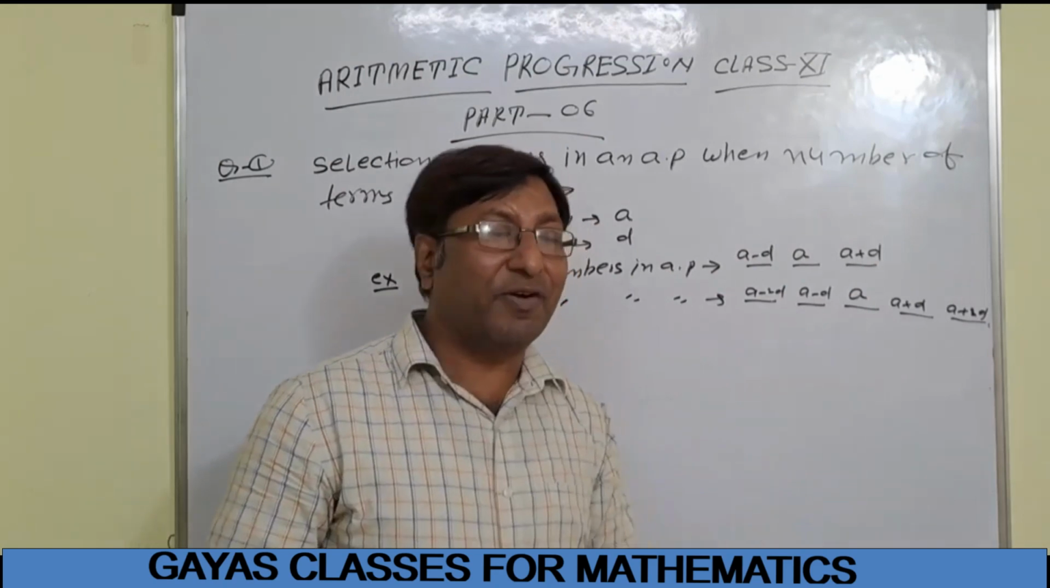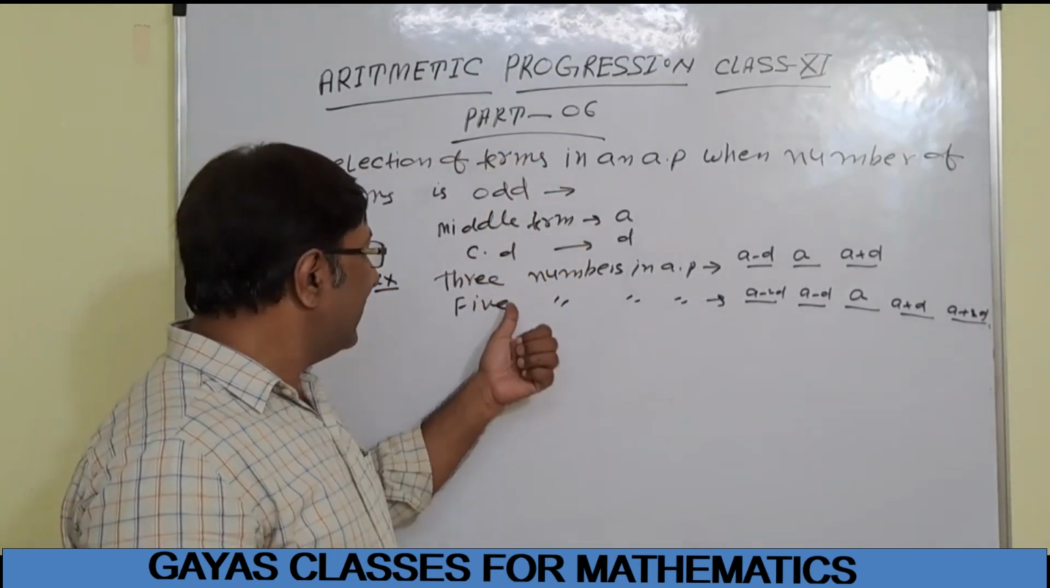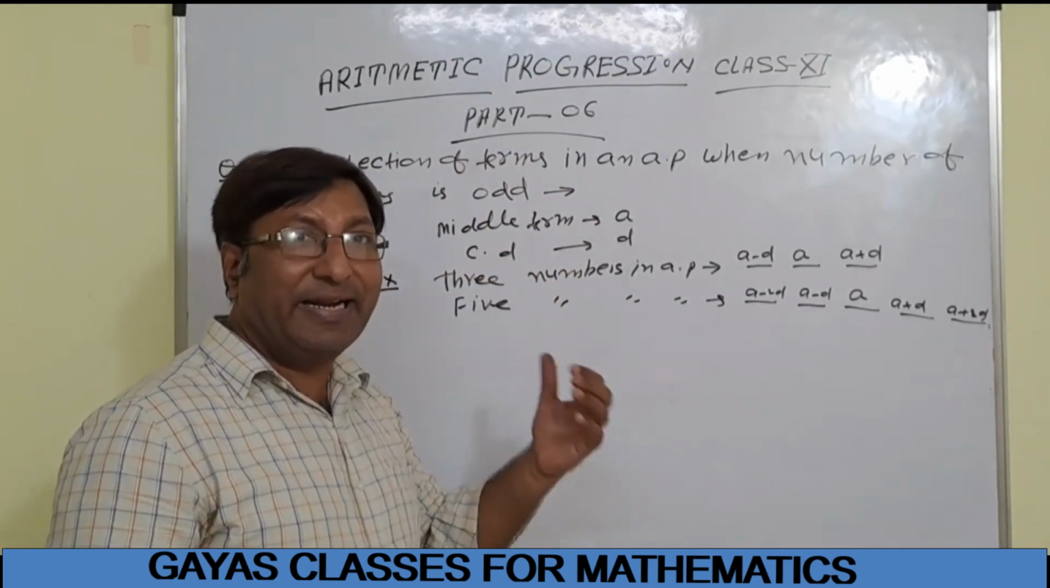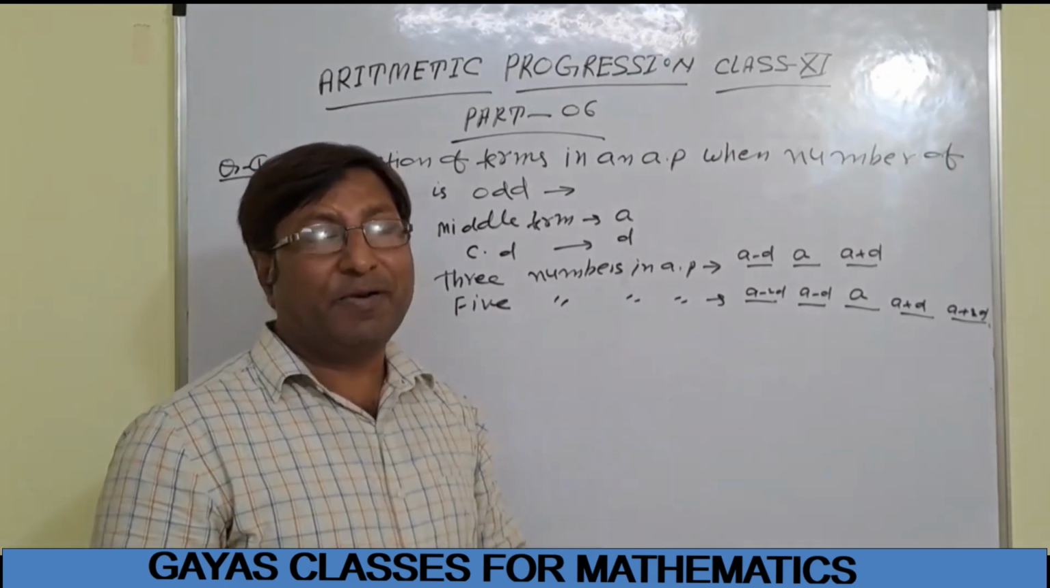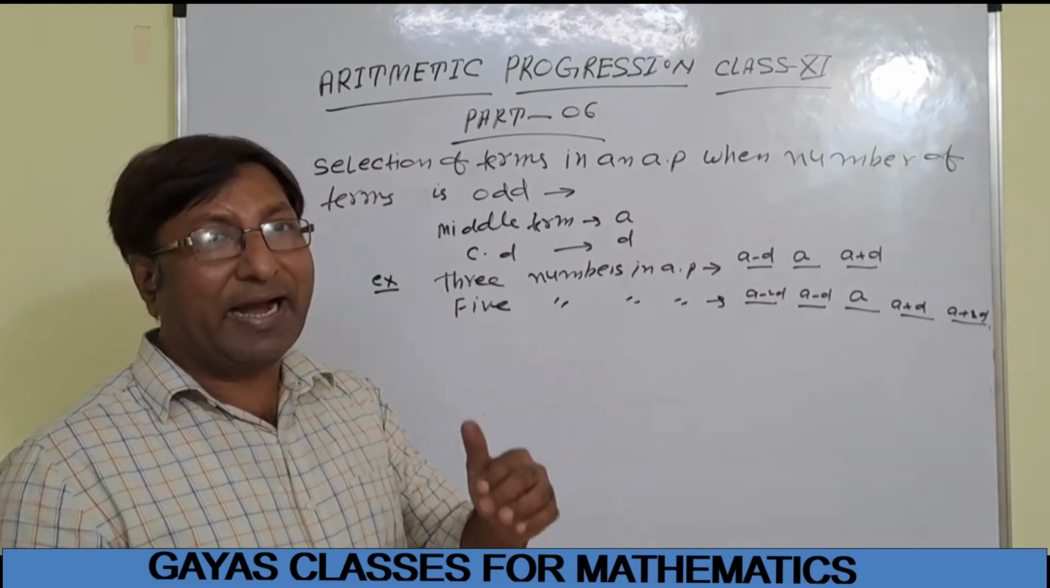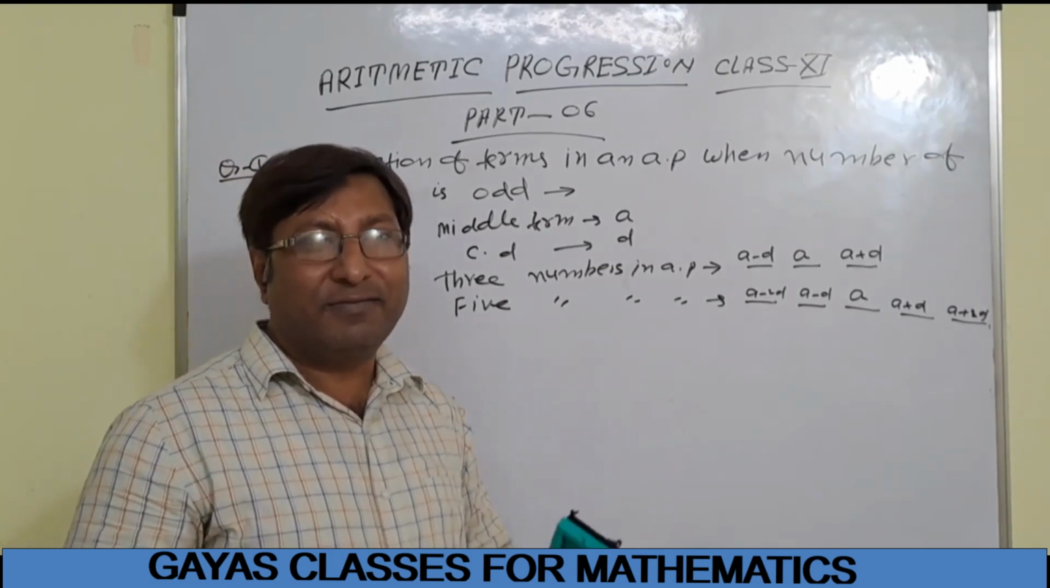So for any odd number of terms you are finding, 3, 5, 7, 9, 11, any number of terms, you can go for this. A simple concept: the middle term is A and the common difference is D.